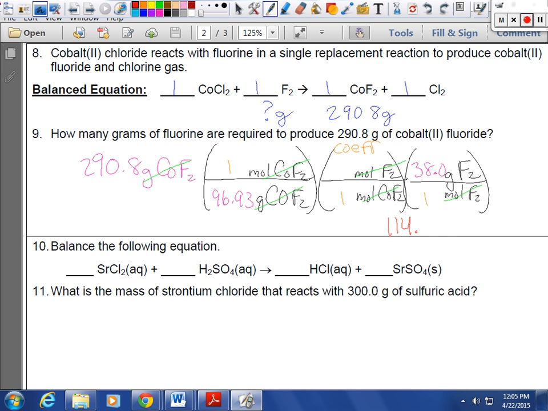Okay, all right, so 114.0 grams of SOF2. Any questions there? Y'all good? Okay. All right.